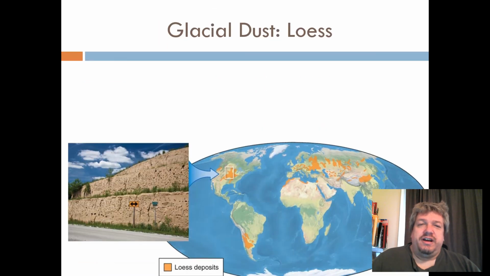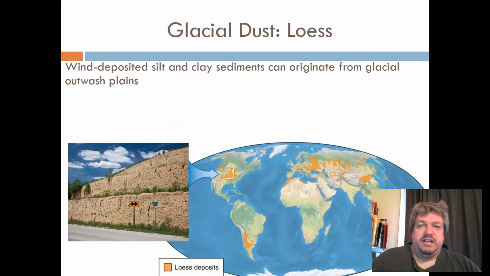Another calling card is dust. Remember I told you that glaciers can grind rocks into dust called glacial flour? Well, sometimes that dust can get into the wind, and the wind will blow it around and form big, huge deposits. They call it loess. We see these across large sections of the northern hemisphere, and for the most part, these were deposited by glaciers.